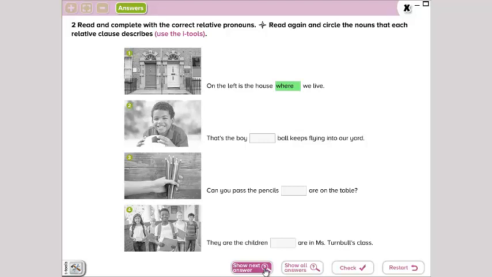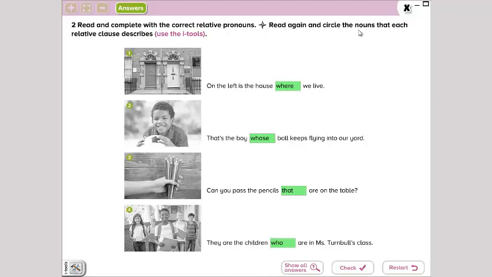On the left is the house where we lived. Okay? So number 2. That's the boy whose ball keeps flying into our yard. Number 3. Can you pass the pencils that are on the table? Number 4. There are children who are in Miss Tumble's class.